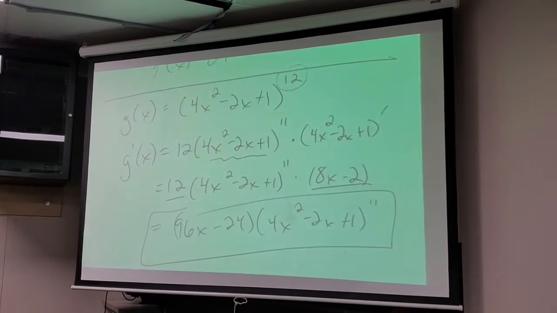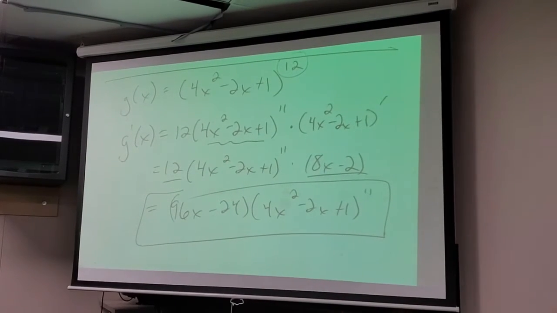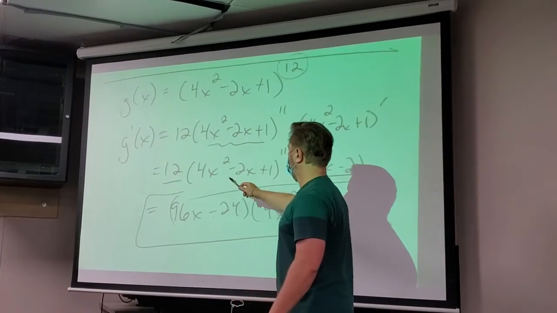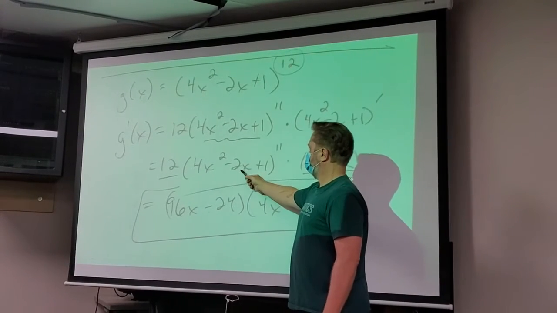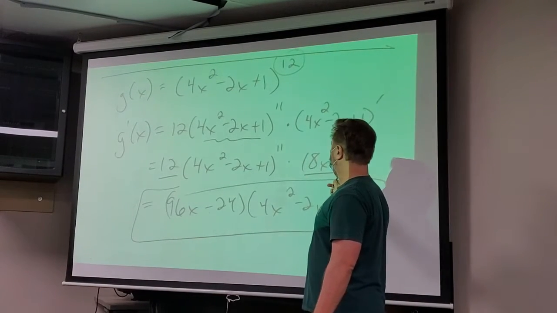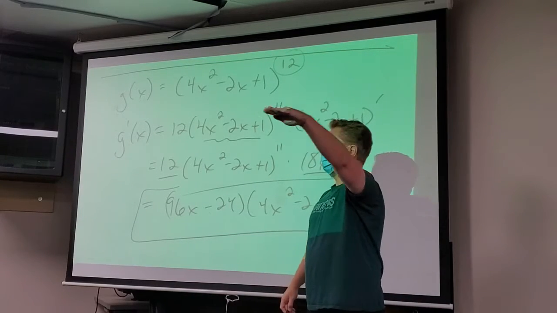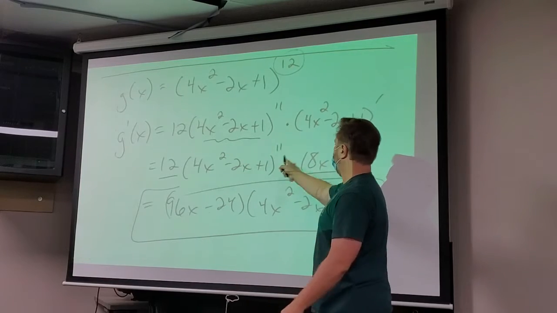Yes? What happened to the plus 1? Oh. All right. So you're cool with this derivative is 8x, right? You're cool with this derivative is negative 2, I guess? Yes. What is the slope of a constant function? What's the slope? 0. There, it went to 0.